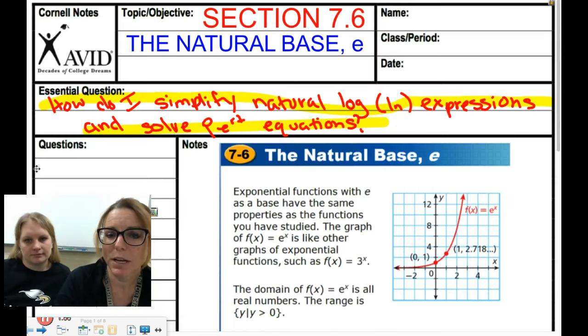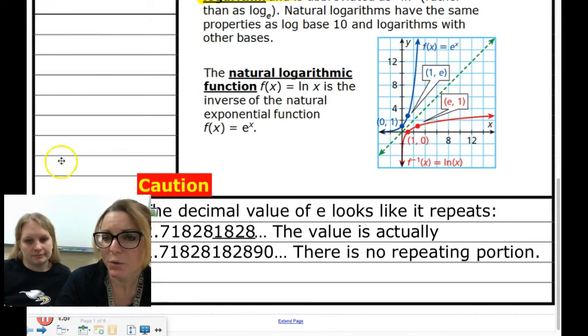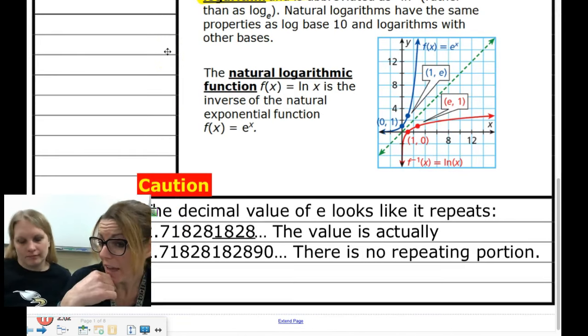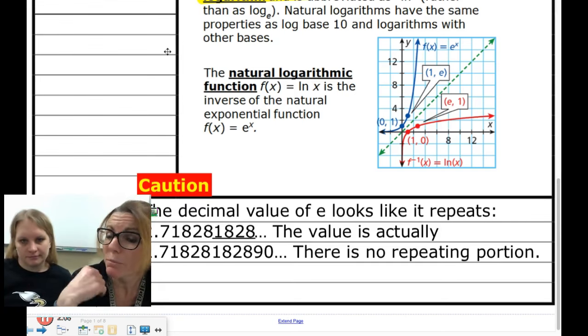One other thing about inverses: as you can see, the two graphs, e to the x and ln of x, one's blue, one's red, they reflect over the line y equals x, which proves they're inverses of each other.